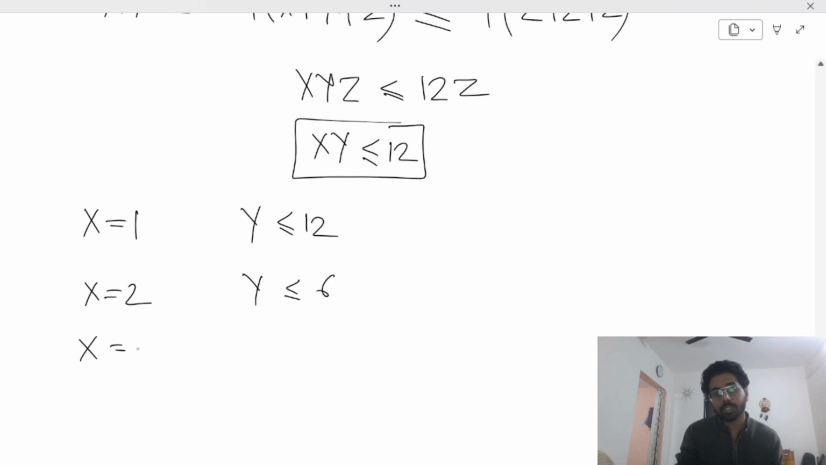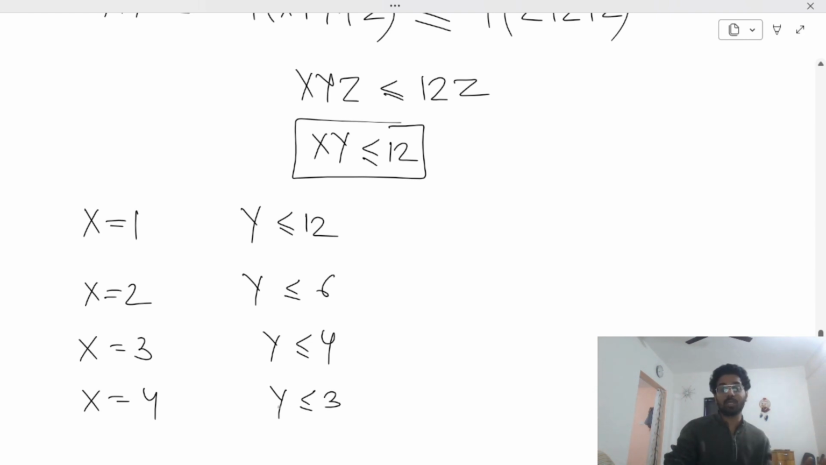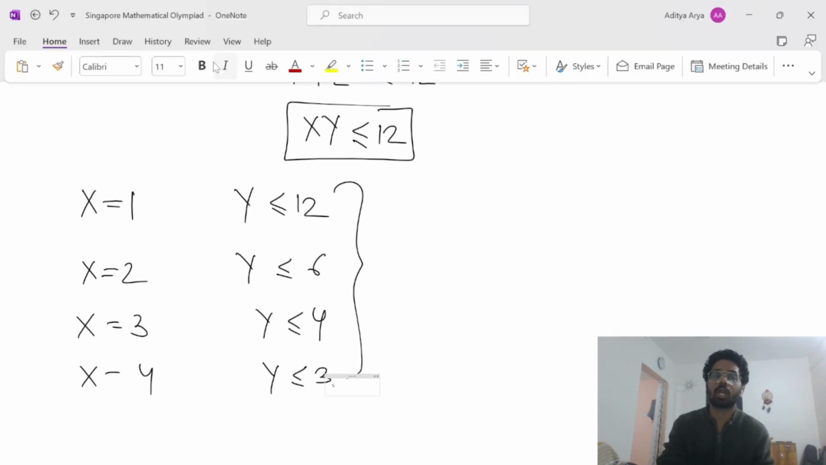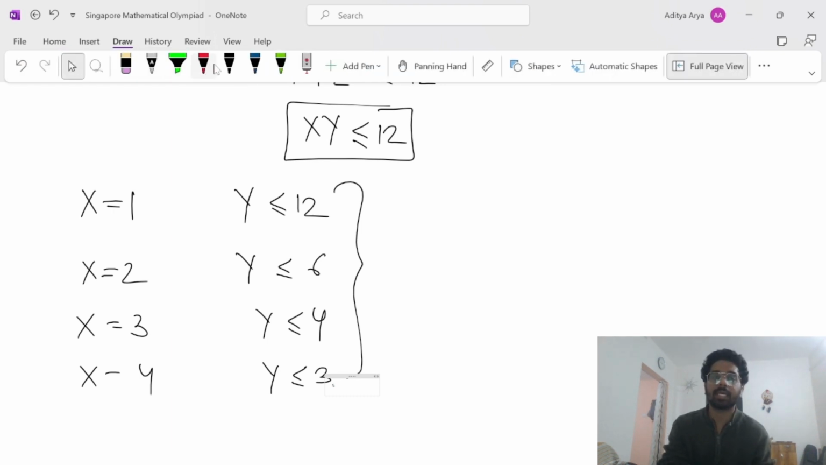If x is equal to 3, then y needs to be less than or equal to 4. If x is equal to 4, then y should be less than or equal to 3, which is not possible, because we have already assumed that x is less than or equal to y, and after that it becomes circular. So once we are done with this portion, we have concluded that x equal to 4 is not possible, because your y or z will become lesser than what we are expecting.